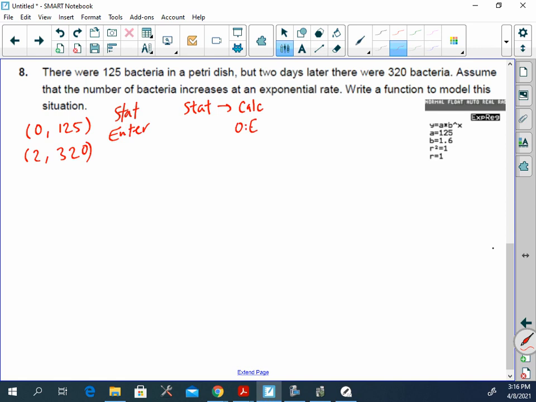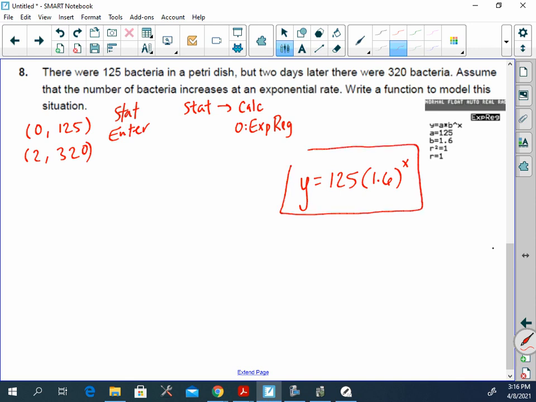Okay, so we go stat, then over to calc, and then you find, I think it's 0 exponential regression. And that's where this comes from. Then you can write your equation. So our equation is y equals, instead of a, it's 125. And then our b is 1.6 to the x power. So that would be our function to model the situation. Good job, Erin. Any questions on that?